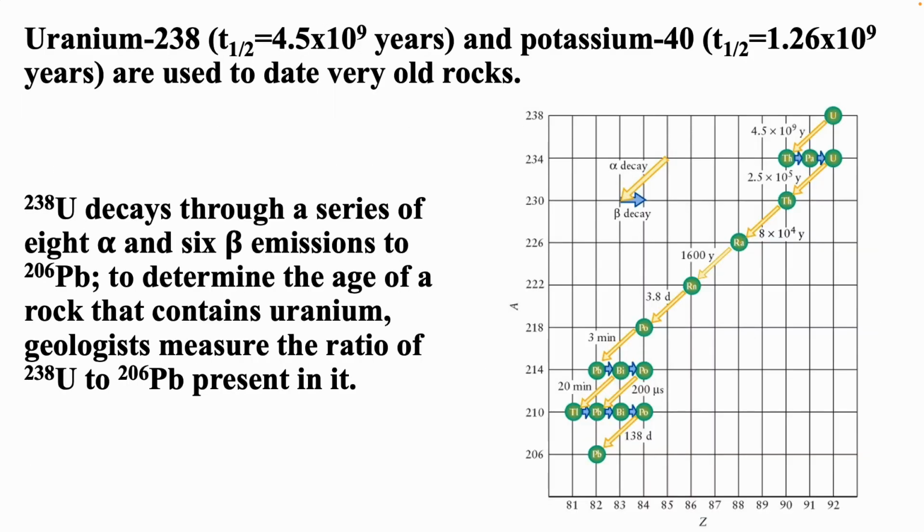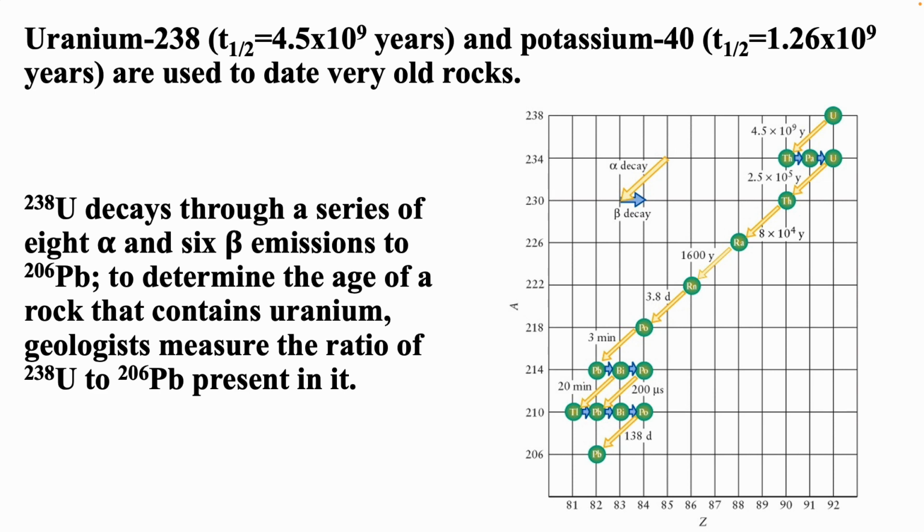For uranium-238, its half-life is 4.5 times 10 to the 9 years. Potassium-40, its half-life is 1.26 times 10 to the 9th years. And they're used to date very old rocks. Now it's kind of interesting. You should note that once you have a radioactive decay, it doesn't mean that you're forming something stable.